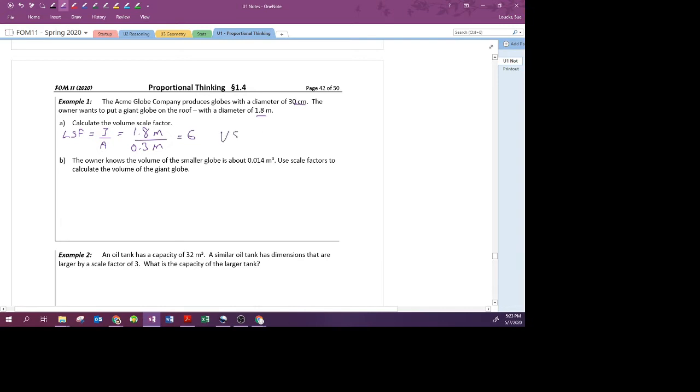So our volume scale factor is the linear scale factor cubed, which is 6 cubed, which is 216. So that's our volume scale factor. The owner knows that the volume of the smaller globe is about 0.014 meters cubed. Use the scale factors to calculate the volume of the giant globe.